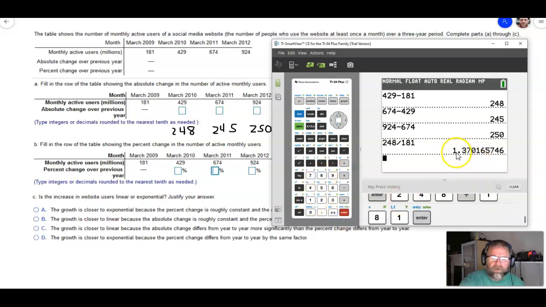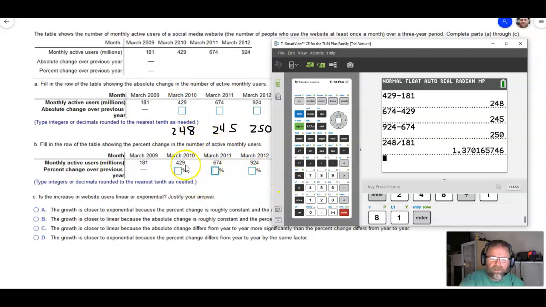And if we round that to the nearest tenth and we convert that to a percentage, converting it to a percentage moves it 2 places to the right. So we're looking at 137.0% from the first year to the second year. And that makes sense, right? Because 100% is 181, and it went over 181 people. So this 248 is making sense with this percentage here. All right, and now I'm going to do the same thing with the other ones.